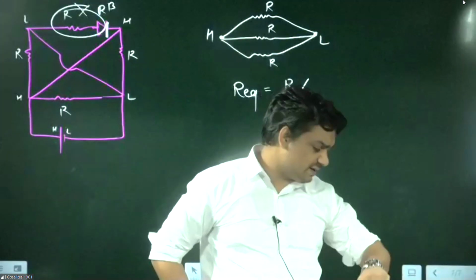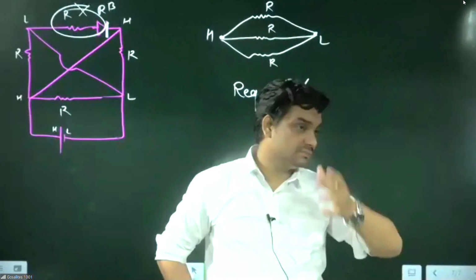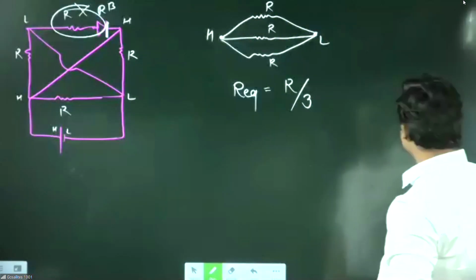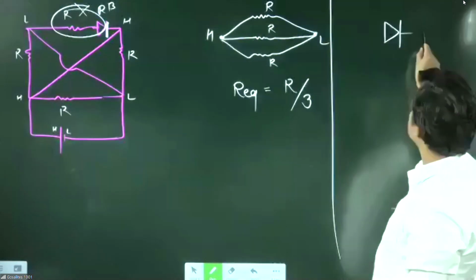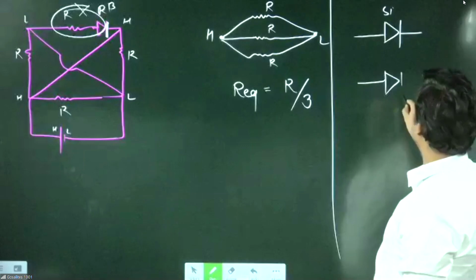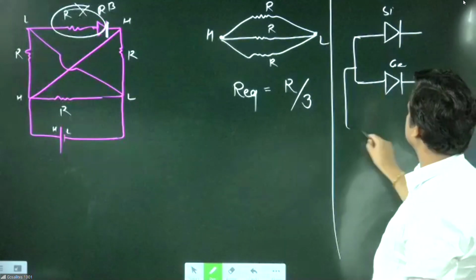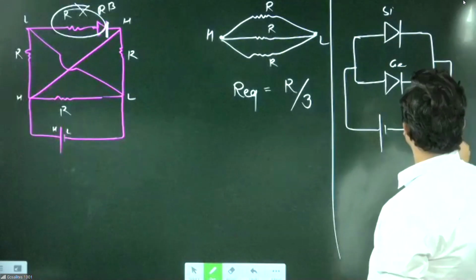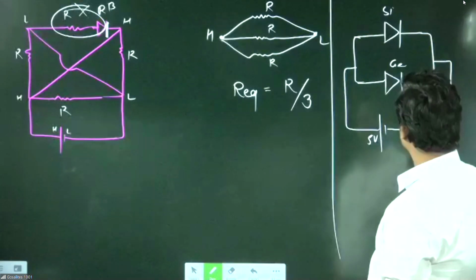Okay, can I take the next question? Next. In the next question I am going to take here, this is silicon, this is germanium. 5 volt, this is the 1 kilo ohm.